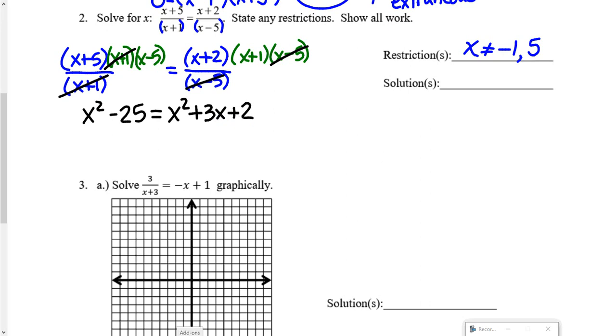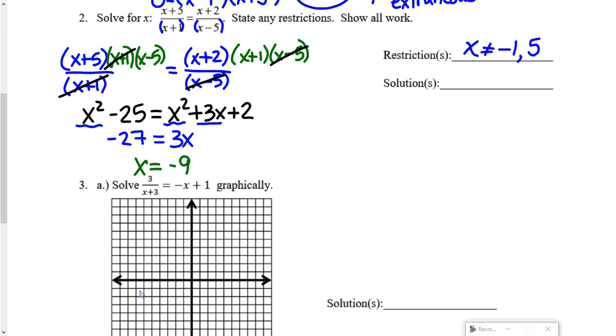So this looks like it's going to be a quadratic, but when I go to put my x squared terms on the same side, they will just cancel each other out. So I'm going to leave my 3x over there on the right, and then I'm going to subtract the 2 to move it over here to the left. So I have negative 27 equals 3x. When I divide both sides by 3, I wind up with x equals negative 9.